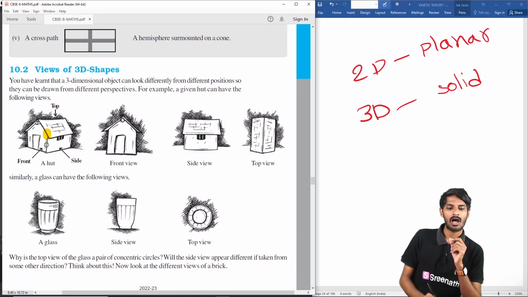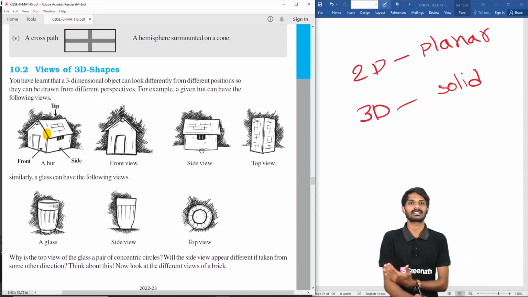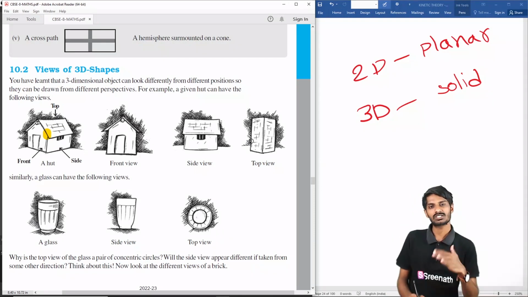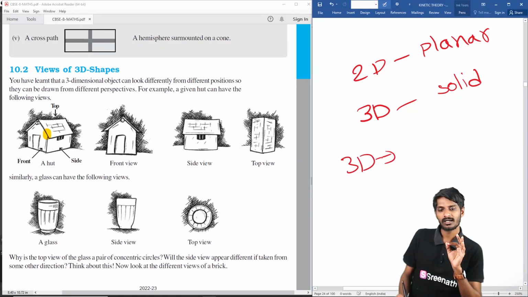Suppose this is a house. If you look at this house from the front side, it is the front view. It has some different shape. And it is the side view. Its shape is different. And it is the top view. Its shape is different. So for 3-dimensional objects, if your view changes, the shape also changes.